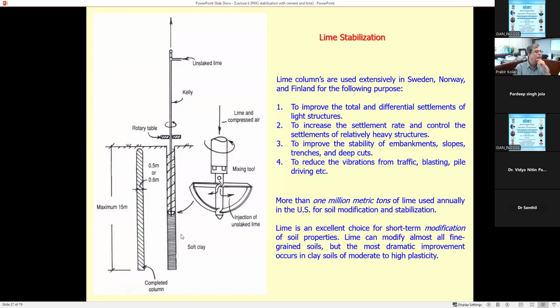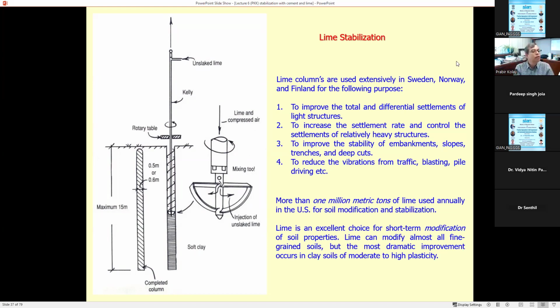Generally, for a completed lime column in soft soil, there is a mixer that injects unslaked lime, then the mixing tools. With the compressor, they mix it, forming a solid lime column, and then lift it up. So it basically goes from the bottom and then up.